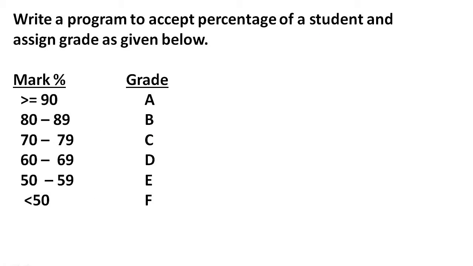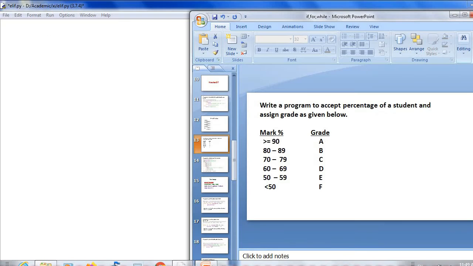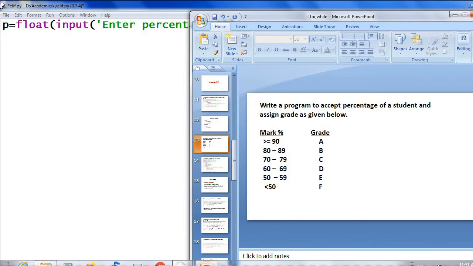Next we will see how to solve this program. This program is to accept the percentage of a student and assign grade as given here. So first we have to accept the percentage of a student from the user. For that, give a variable for storing percentage: p equal to float of input, enter percentage. Then we have to check the conditions given in the question. Mark percentage is given and also grade.